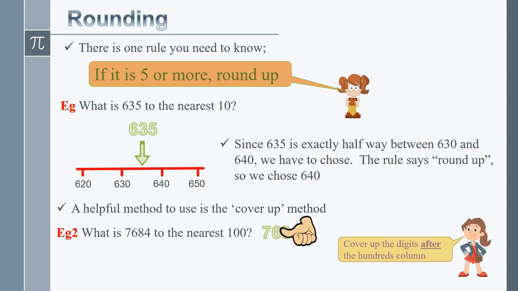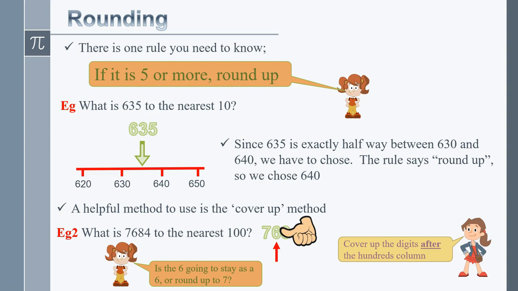So we've got the 7 and the 6 still showing. Then we're going to look at that 6 and say, is that 6 going to stay as it is, or is it going to round up and become a 7? To find the answer to that question, we need to look at the next digit, which we've currently got covered. So let's uncover it now.